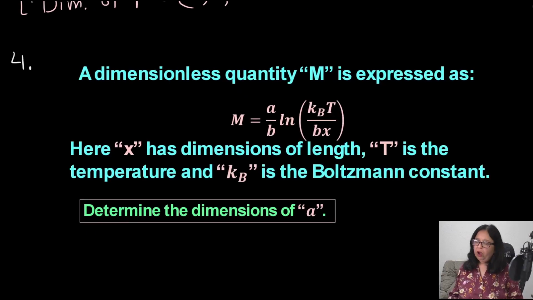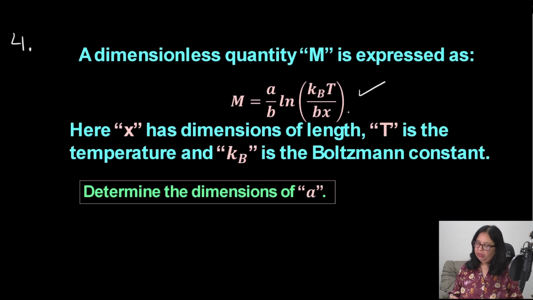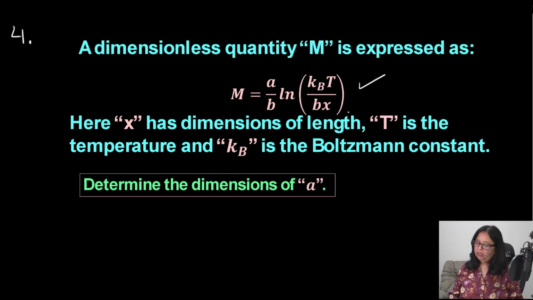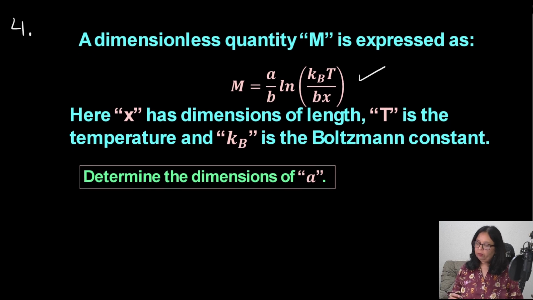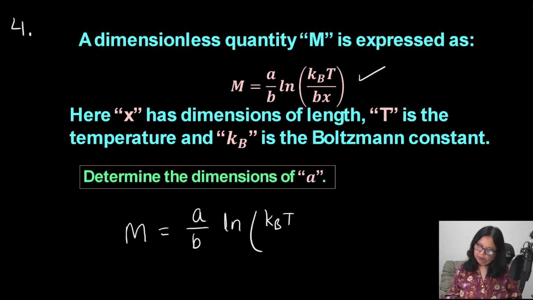For problem number 4, a dimensionless quantity M is expressed as this equation. Here x has dimensions of length, T is the temperature, and Kb is the Boltzmann constant. Determine the dimensions of A. What's the equation? M equals A over B, natural log of Kb T over Bx.